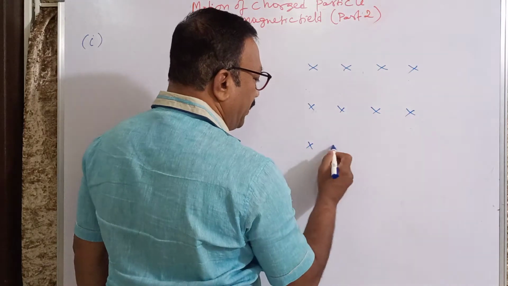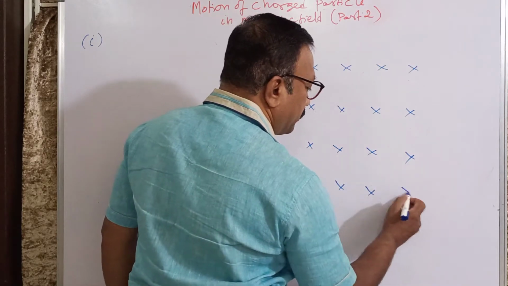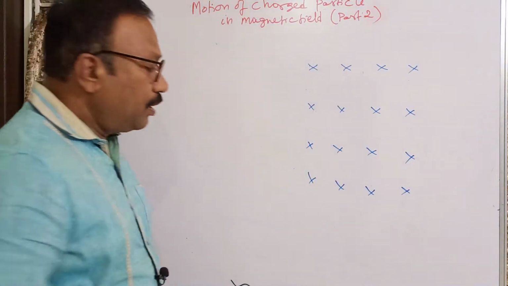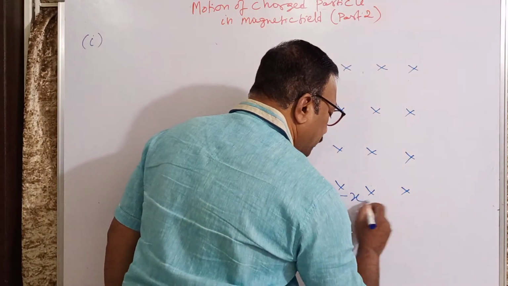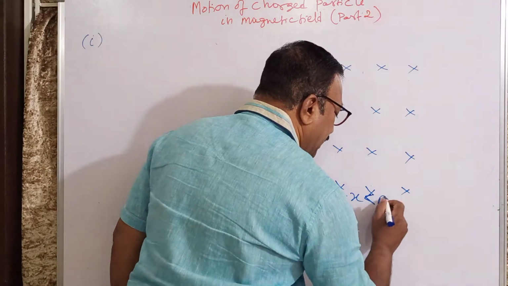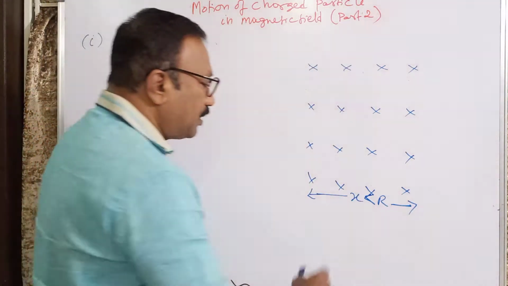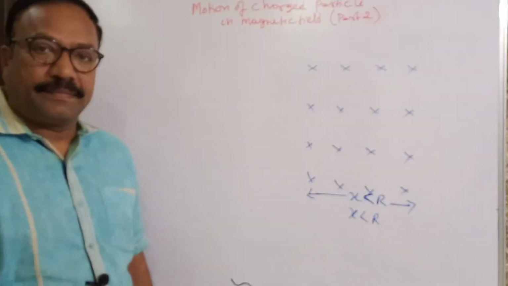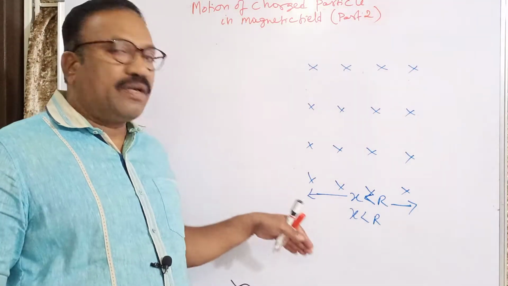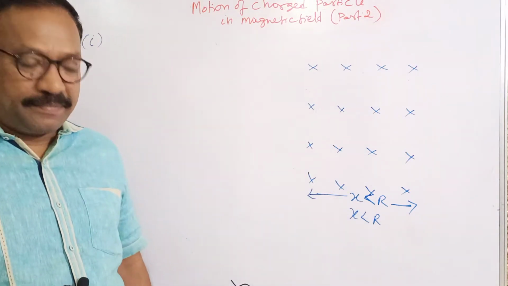This is a magnetic field. So this length x will be less than the radius of the circular motion. It is less than the radius. If at all it wants to go in a circular path, this is less than the radius.